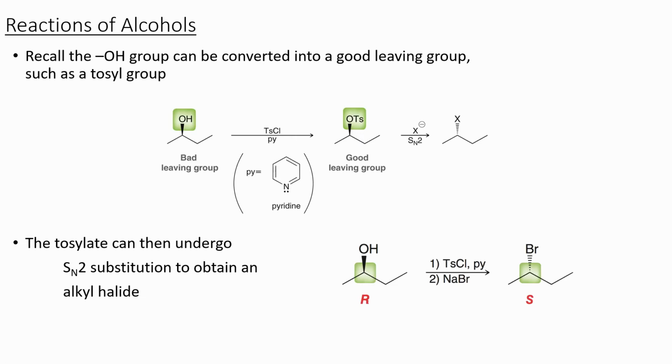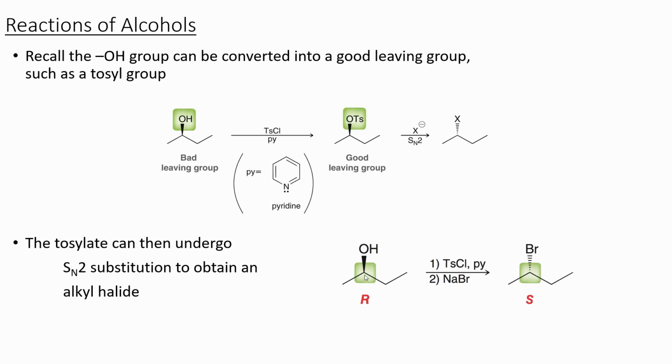Overall, alcohols are not good leaving groups, but we do have methods to convert them into good leaving groups. So the reaction we previously learned to do this is taking tosyl chloride in the presence of pyridine. Pyridine acts as a base to deprotonate, and then it does an SN2 reaction with the tosyl chloride to make the tosyl group, and then we can do an SN2 reaction with the tosyl group as a good leaving group and install a halogen, or really any nucleophile at that point.